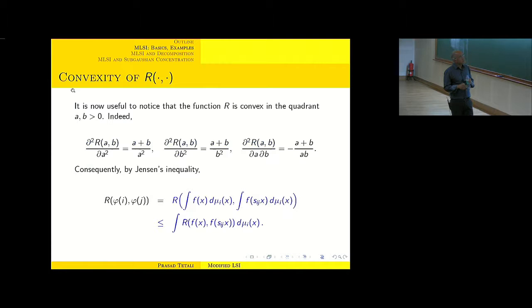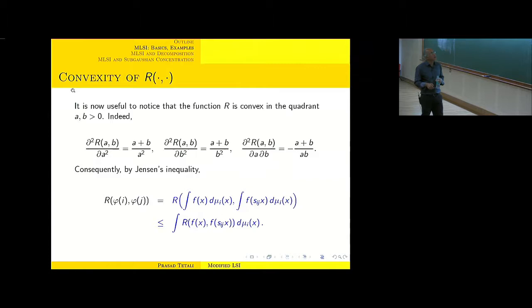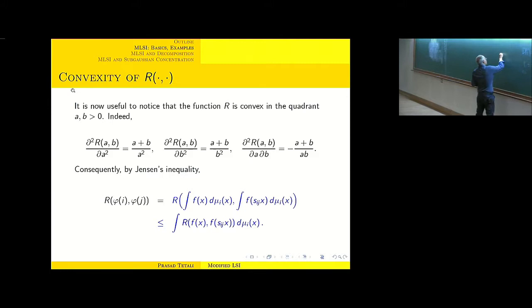Now here is a very nice property that we have for both these Dirichlet forms, E(f,f) and E(f, log f): convexity. What I'm saying is that the map (a,b) goes to R(a,b) is convex.